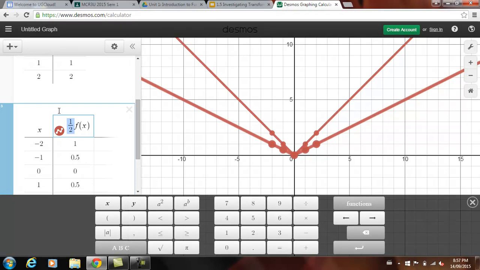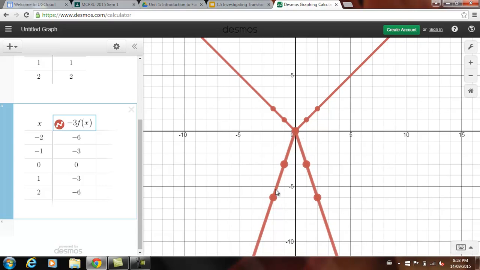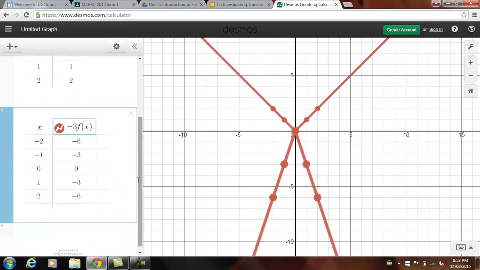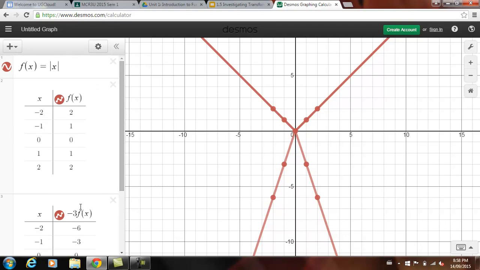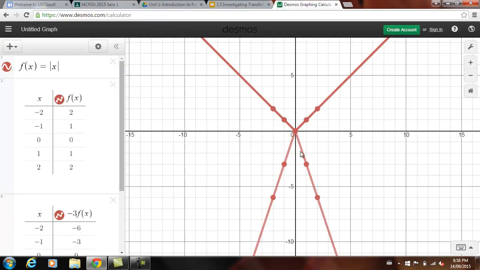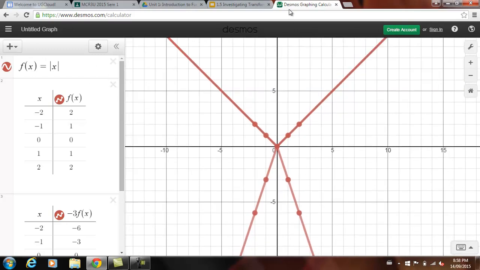And then if we did something like minus 3, all the y values triple, so these y values that were 2, 1, 0, 1, 2 become 6, 3, 0, 3, 6, but they also become negative. And so even though it's an absolute value function, the negative is on the outside. It shows up like this here, -3 absolute value of x. But now it's opening down, much like a parabola. If you remember, a parabola opens down if the a value is negative. Okay.